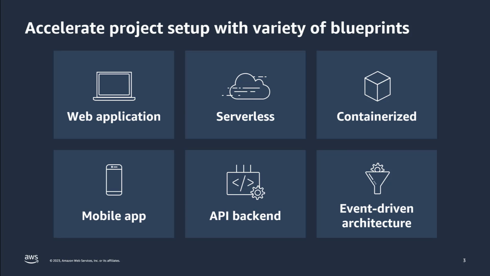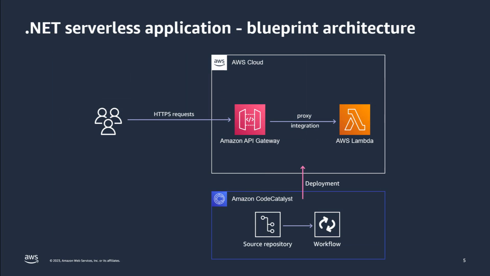If you don't want to use a blueprint, of course, you can start from scratch, or you can link to an existing GitHub repo and start from there. For this video, I'll be using a serverless .NET blueprint that uses AWS Lambda to run the application code. If you want to deploy an ASP.NET Core application to AWS Elastic Beanstalk or as a container to Amazon ECS or to AWS App Runner instead, there's another blueprint for that.